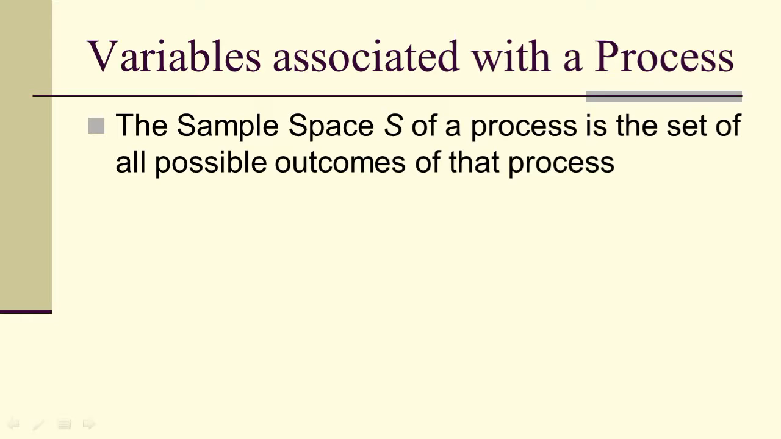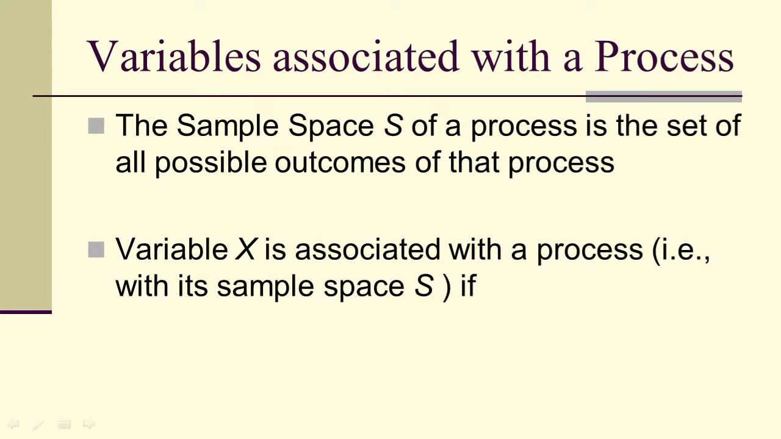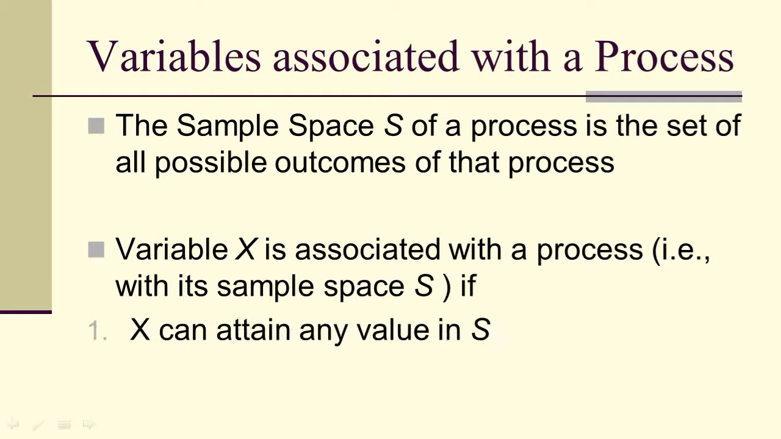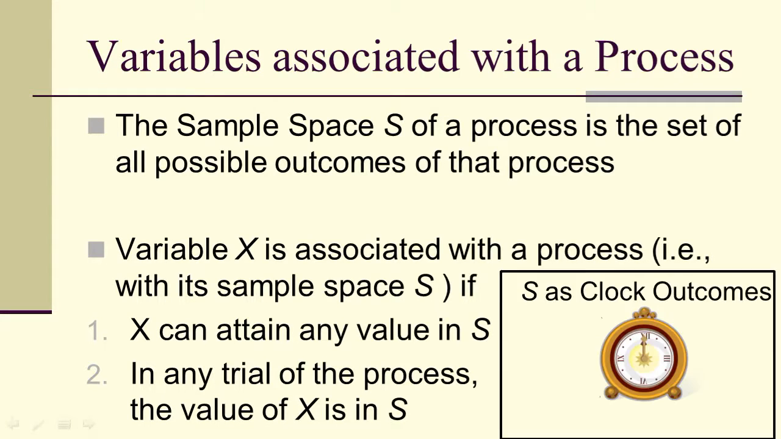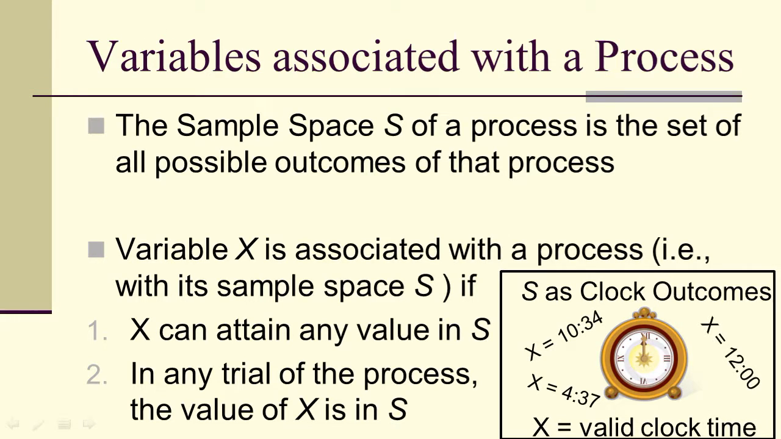Now, we can associate a variable with a process or a sample space. So if we have a sample space S of all possible outcomes, then a variable X is associated with the process, a sample space S, if X can attain any value in S, and in any trial of the process, the value of X is in S. So for instance, what would we get if S was clock outcomes? So this isn't a random process, but X would have to be a valid clock time to be associated with the set of possible outcomes of a clock, S.